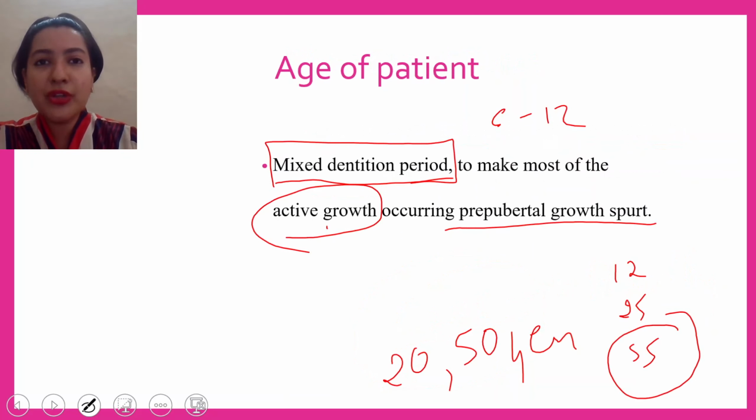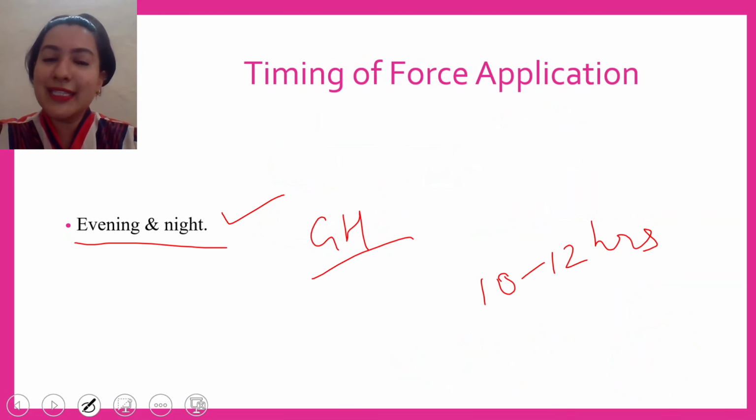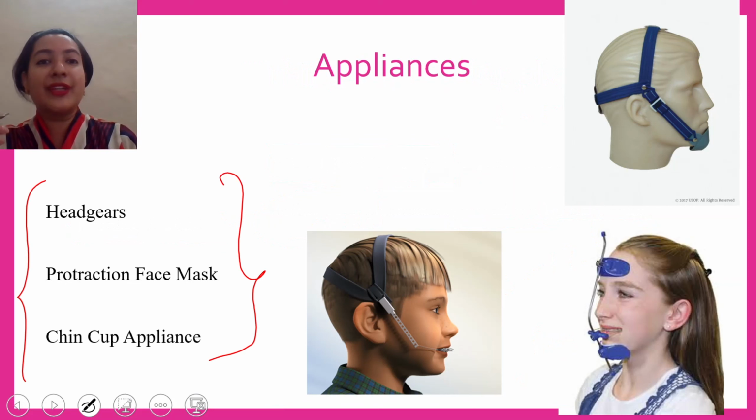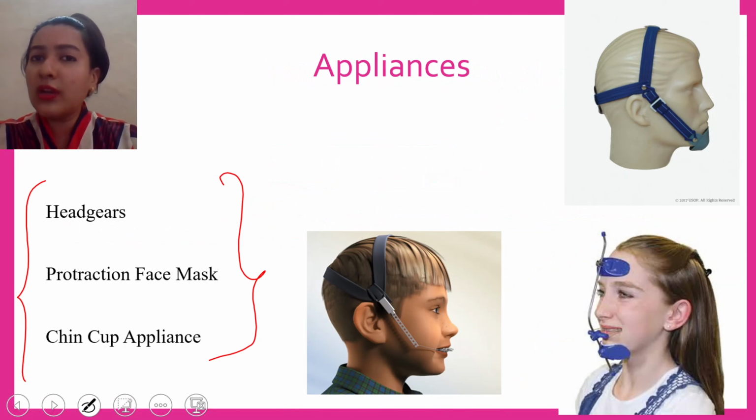The most suitable age for giving an orthopedic appliance is during the mixed dentition period, between 6 to 12 years of age, because active growth is occurring during the pre-pubertal growth spurt. So this is the timing of force applied, and these are the different appliances in orthopedics. This was all about the basics of orthopedic appliances which you need to know, nothing more beyond this. The upcoming lectures will cover all three appliances in depth.